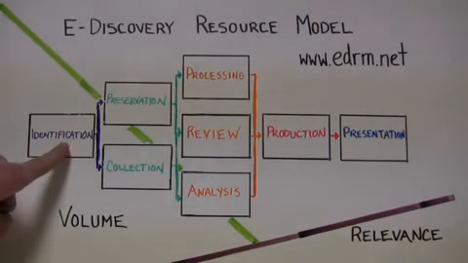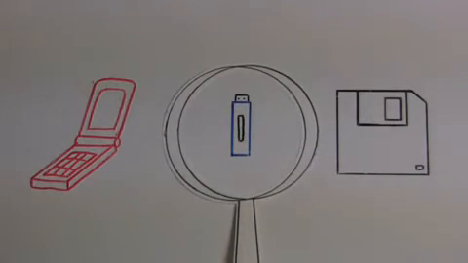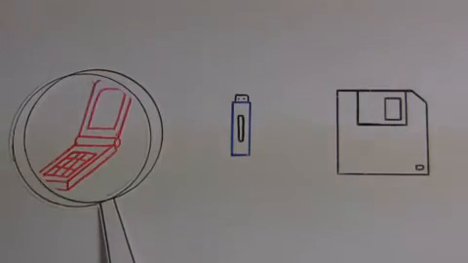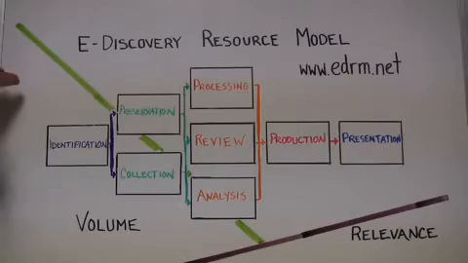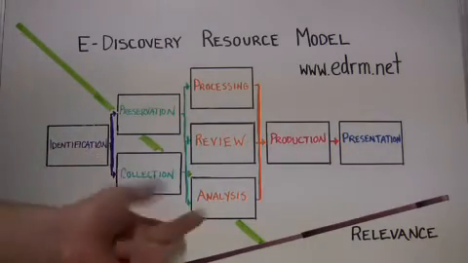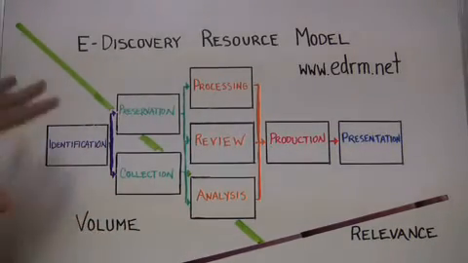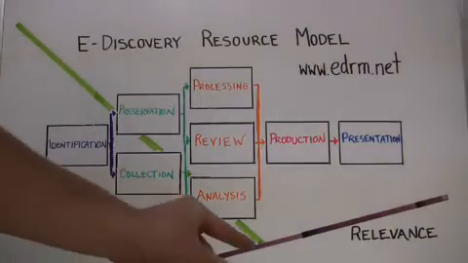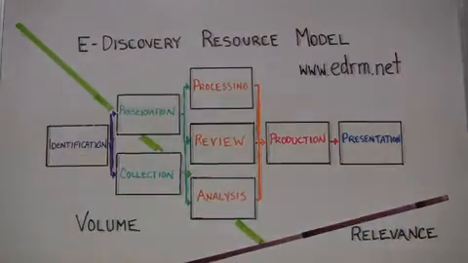The first step in the e-discovery process is identification. In this step, the company locates any sources of electronically stored information that might be relevant to the case and figures out how to collect it. Please notice the downward sloping triangle on the left labeled volume. This triangle shows how the quantity of information decreases as the e-discovery process moves forward.